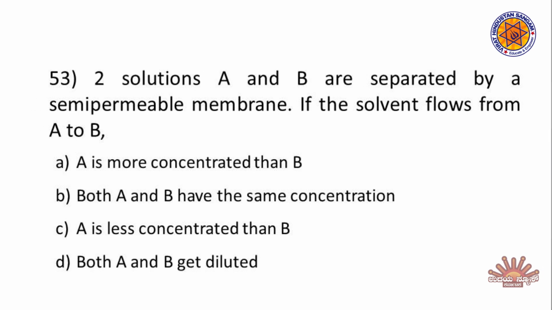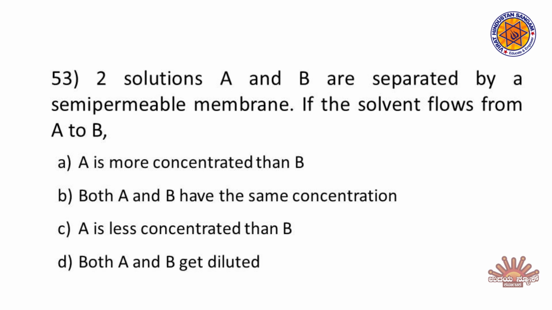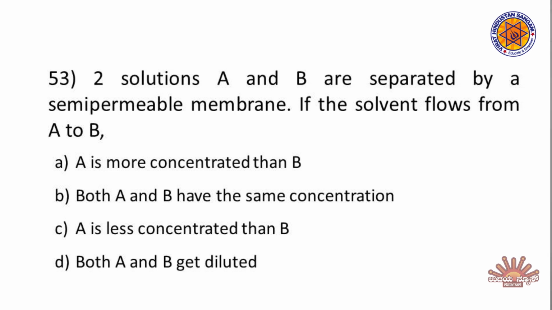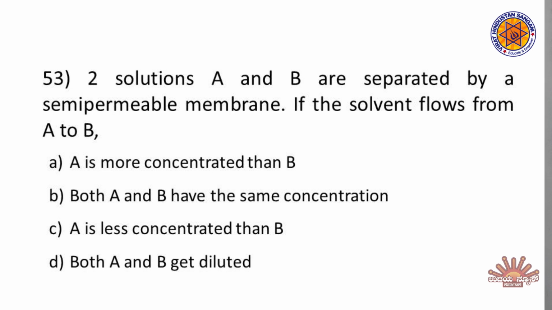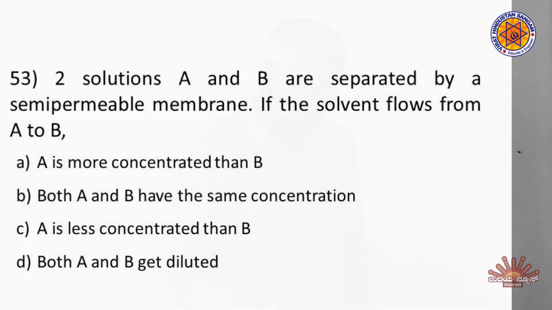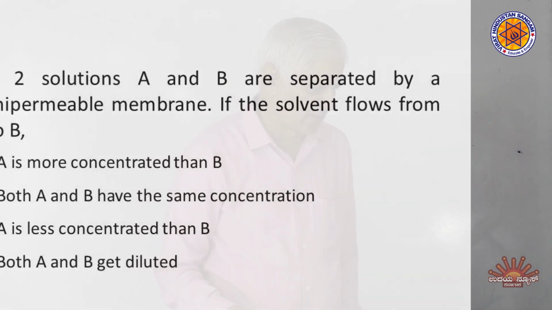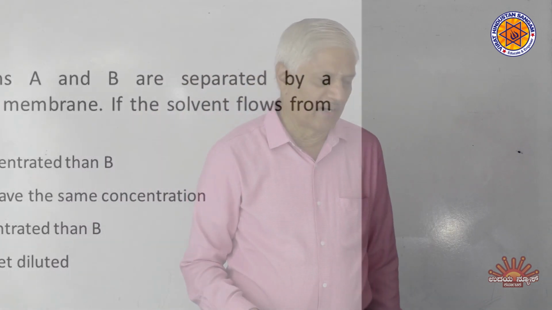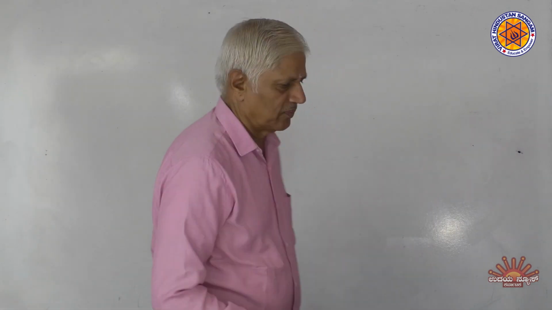Yes, read it. Two solutions A and B are separated by a semi-permeable membrane. If the solvent flows from A to B, which of the following is true? A is more concentrated. Both A and B have the same concentration. A is less concentrated than B. Both A and B get diluted. Look.